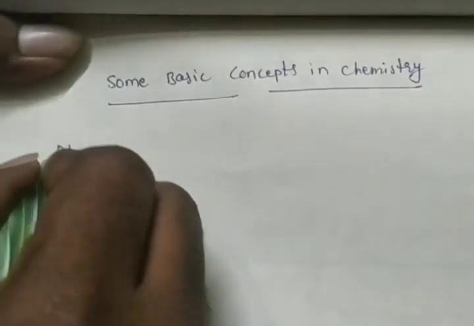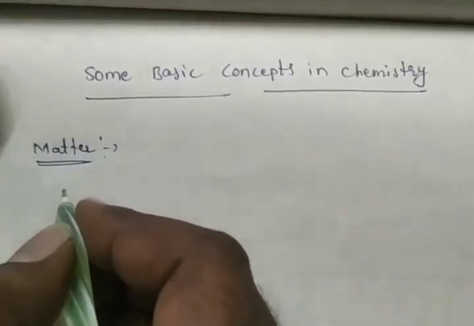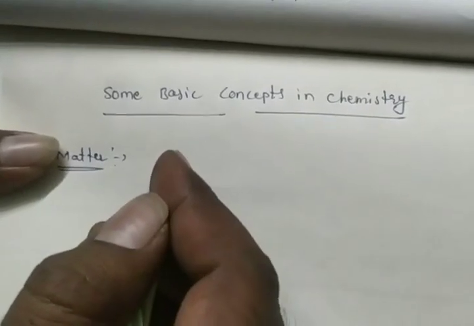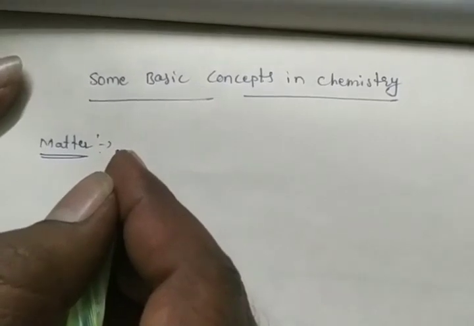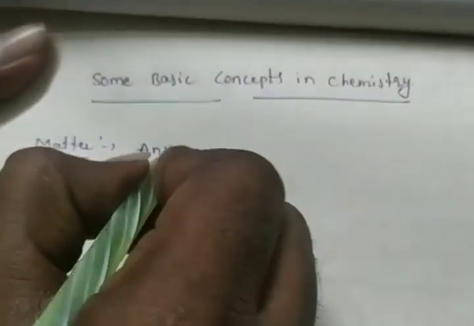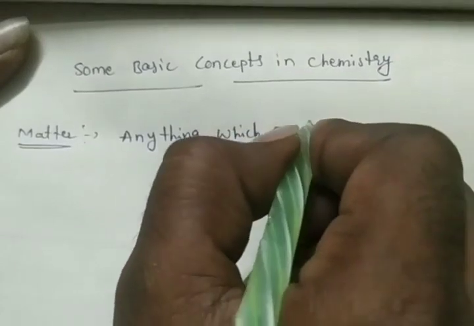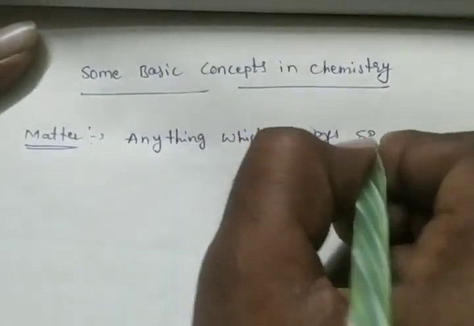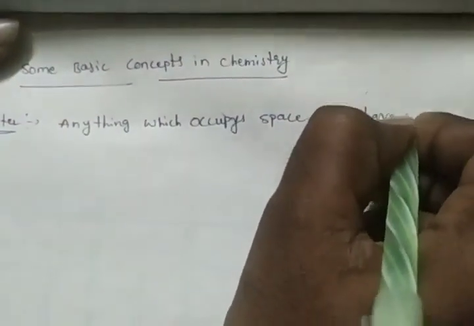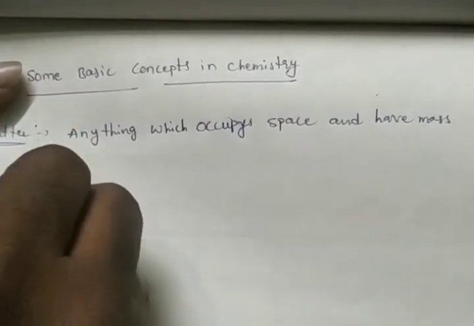So first of all, what is matter? How can you define matter? Matter means anything which occupies space and has mass is called matter. Anything which occupies space and has mass is called matter.